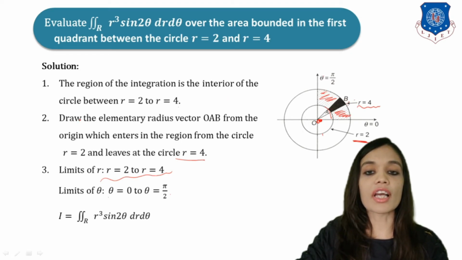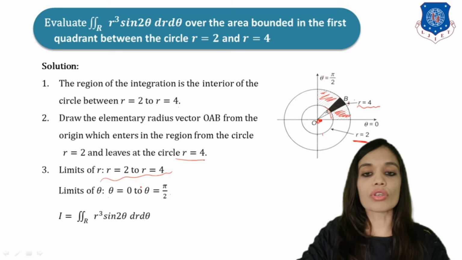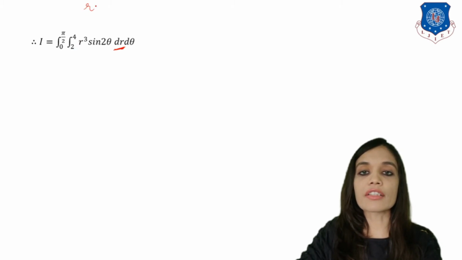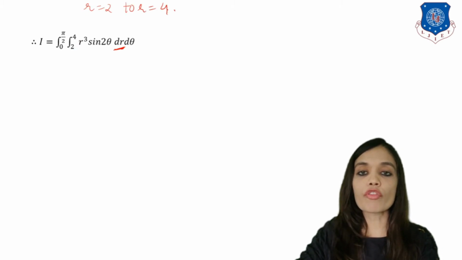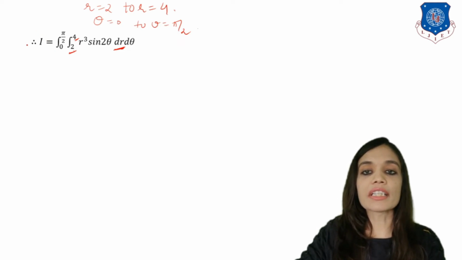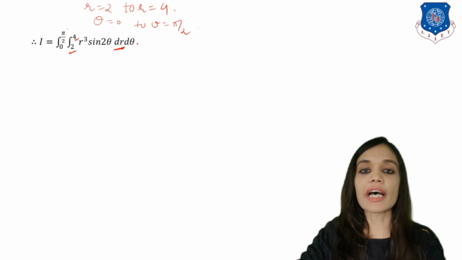Okay. So now let us evaluate our integration. We will name it as I. So I equals the double integration of r cube sine 2 theta dr d theta. Okay. So now let us put the limits. Firstly, we will put the limit of r, which was what? r equals 2 to r equals 4, right? So the limit is 2 to 4 dr. Now put the limits of theta, that are 0 to what? Theta equals pi by 2. So we will finally get our I as the double integration from 0 to pi by 2 and 2 to 4 of r cube sine 2 theta dr d theta.